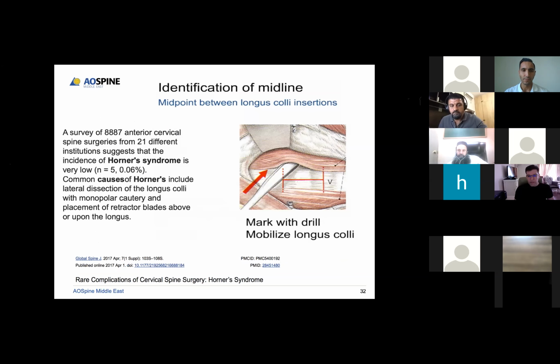Then when we reach the midline, we have to identify the midline, which is the midpoint between the longus colli insertions. This is more important in arthroplasty than in ACDF, although it's also important, but it's very important in arthroplasty cases. I do careful mobilization of the longus colli muscles with careful dissection to put my blades beneath it.